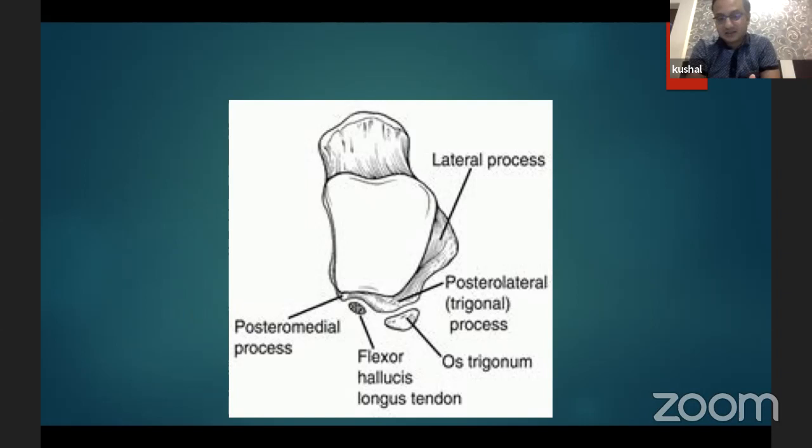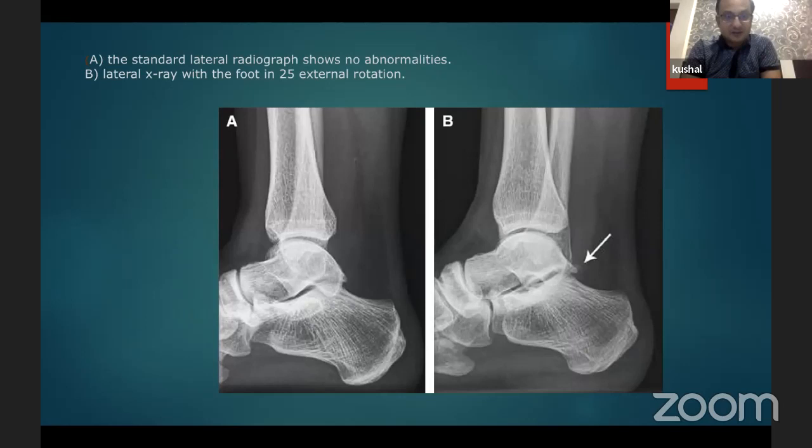So this is exactly what it would look like. It's the same X-ray in a lateral view and a lateral view with 25 degrees of external rotation. Some of the smaller Stieda processes, os trigonums, you can underestimate the size, right? I mean, you may not miss it, but underestimate the size if you don't do an X-ray in external rotation.